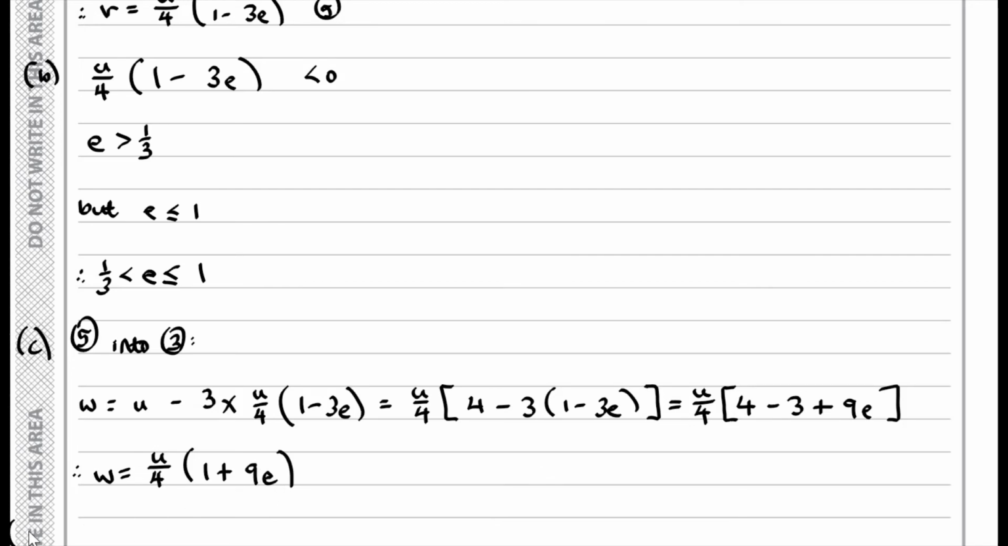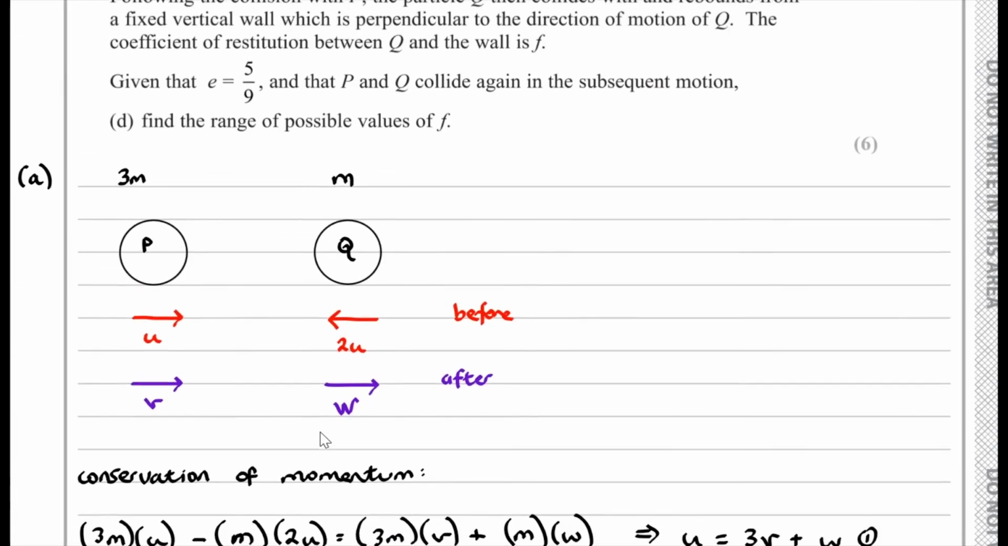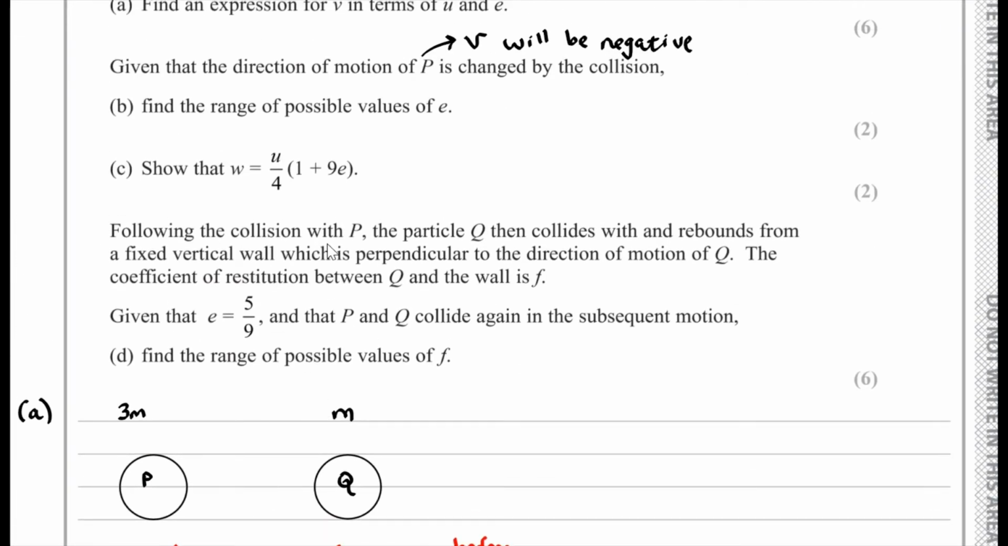Okay? Now for part D, we'll call this equation 6 for now. For part E, following the collision with P, the particle Q then collides with and rebounds from a fixed vertical wall which is perpendicular to the direction of motion of Q. The coefficient of restitution between Q and the wall is F. Given that E is equal to 5 over 9 and that P and Q collide again in the subsequent motion, we have to find the range of possible values of F.